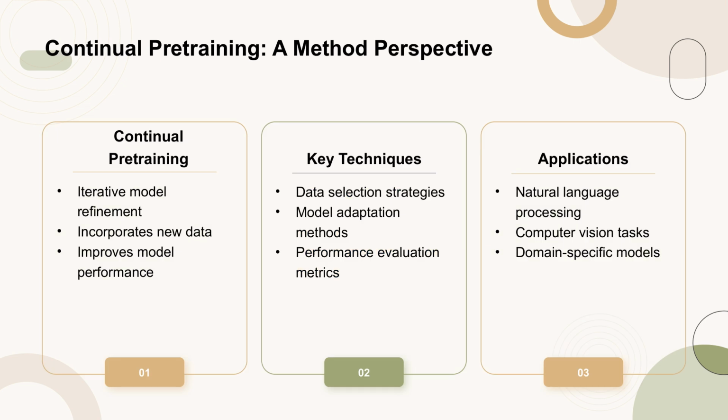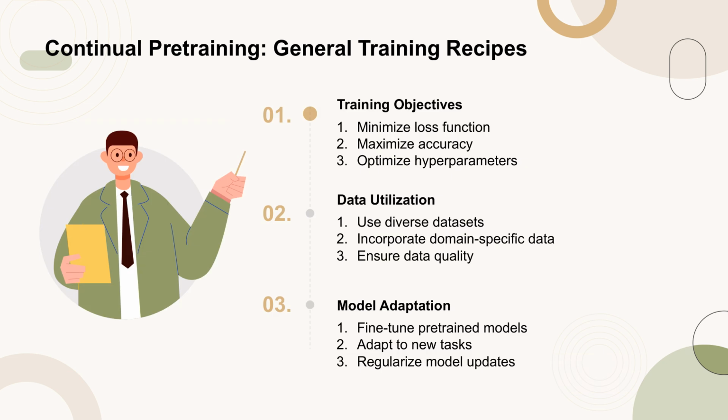Continual pretraining involves the iterative refinement of a model by incorporating new data, which leads to improved performance over time. Key techniques in this process include data selection strategies, model adaptation methods, and performance evaluation metrics. This approach is widely applicable, particularly in natural language processing, computer vision tasks, and domain-specific models, where continuous learning and adaptation are crucial. In this section, the authors discussed the general training recipes for continual pre-training.